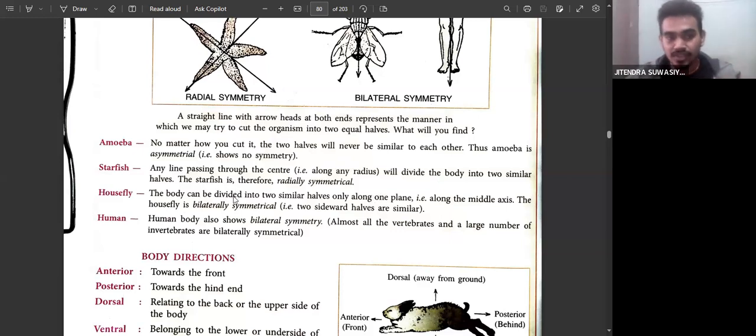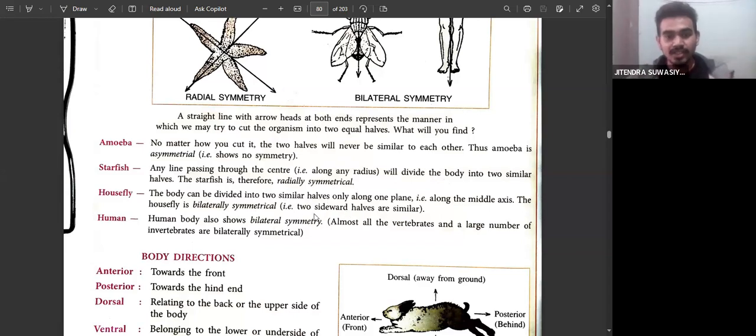Then we have the starfish. Any line passing through the center along any radius, like I took the copies and divided, from any radius if you cut, it will be equal. So if from any side we cut and it passes through the center, we can say that is radial symmetry.